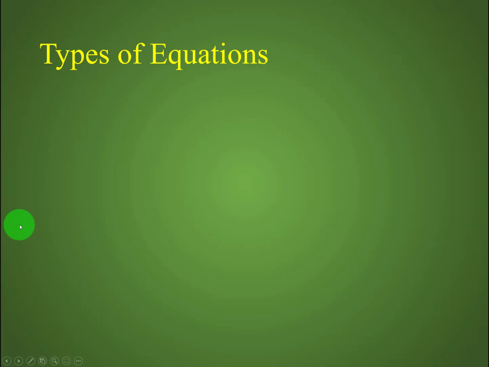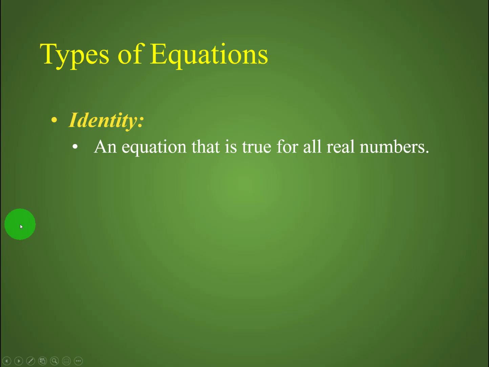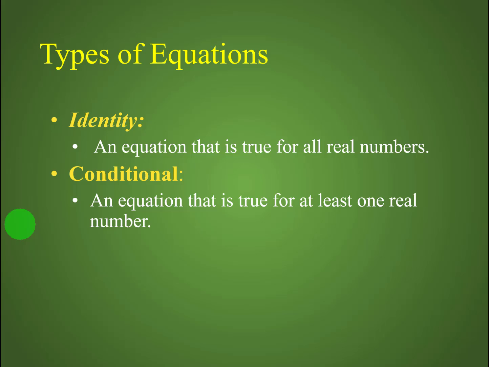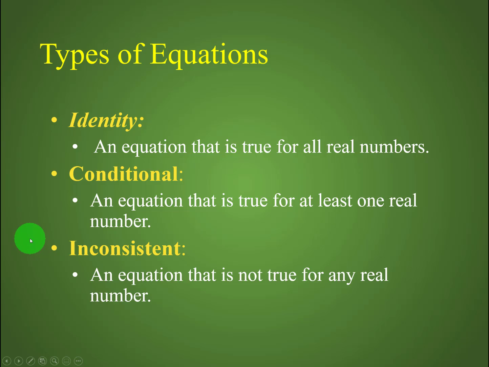Okay, so now we're going to talk about the different types of equations. You might have seen this in another way. There's an identity, that is an equation that's true for all numbers. There's a conditional equation. That's what we're mostly used to. It's true for at least one number. And finally, there's an inconsistent equation. That means an equation that has no real answer.